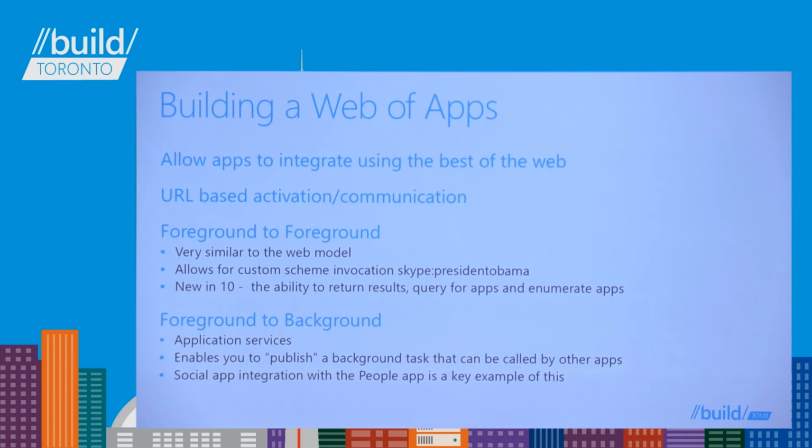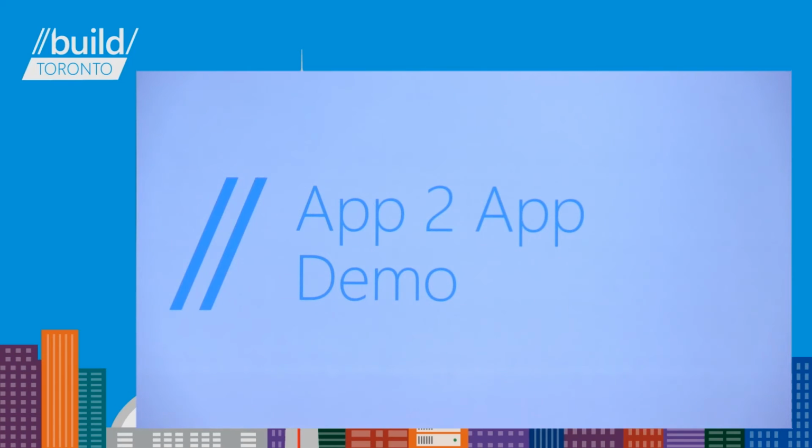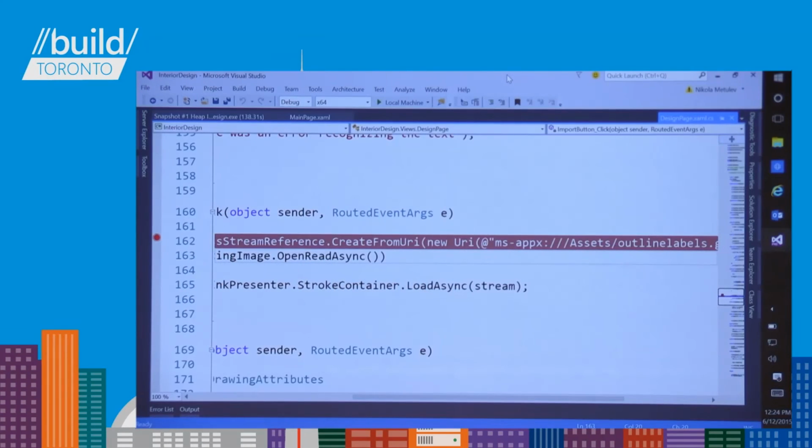My favorite feature is actually being able to do the same thing with background tasks. So your application can actually talk to different applications' background tasks. So you can think of this as having a web service just running locally on the system. And actually, I want to show you this in a demo. So let's go ahead and switch to the demo machine. There it is.